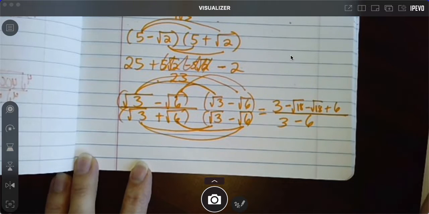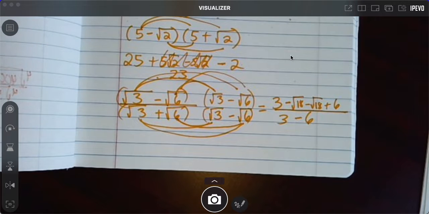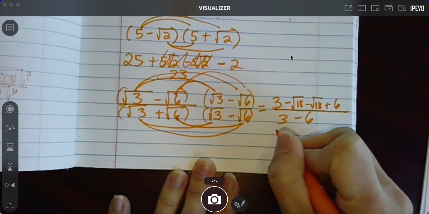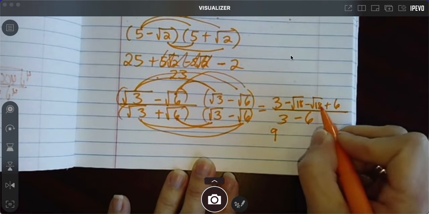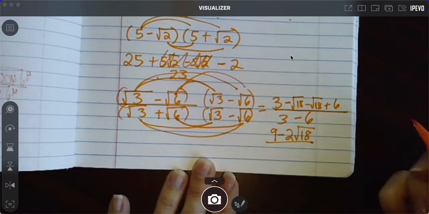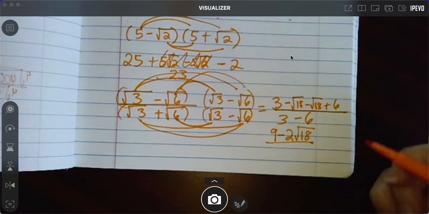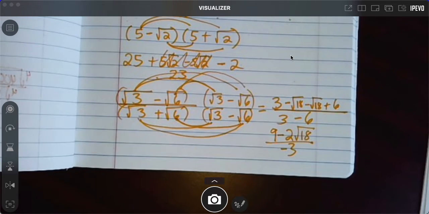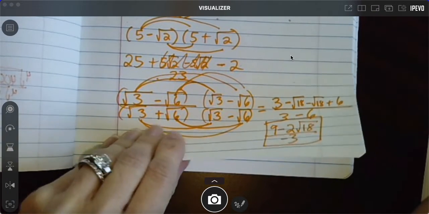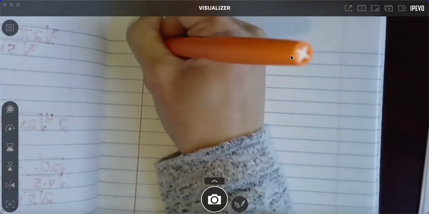Plus 6. Now, in the numerator, let's combine like terms, and in the denominator, let's combine like terms. So what's 3 plus 6? 9. And then how many square root of 18s do I have? Minus 2 square root of 18s. And in the denominator, what's 3 minus 6? Negative 3. Okay, let me rewrite it. I need more room. 9 minus 2 square root of 18, because we have to finish.